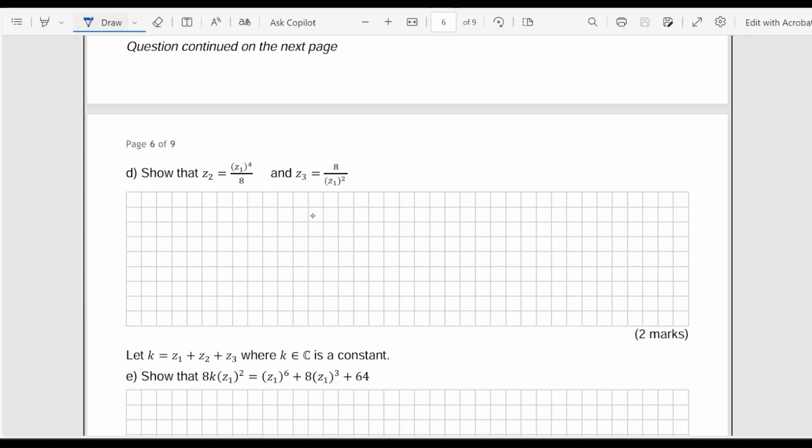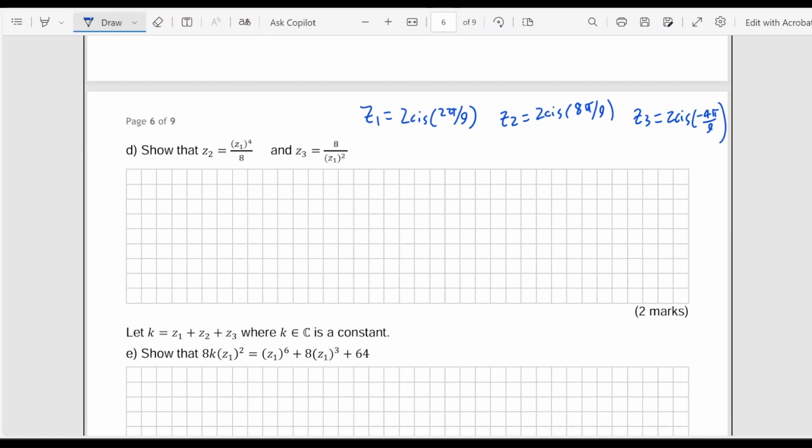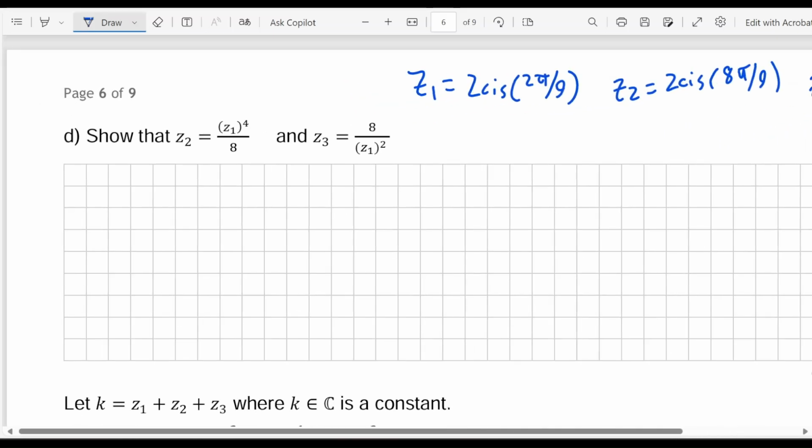Now let's just refresh ourselves on what Z1, Z2, and Z3 are first. So this was 2 cis of 2 pi over 9 from above. Z2 was equal to 2 cis of 8 pi over 9. And Z3 was 2 cis of -4 pi over 9. Now we've got to show these things. What you want to do is start from the messy thing and work your way left. In maths, we like to simplify equations. It's not very natural to make equations messier. So it tends to be easier to work from the messier thing and get down to, hopefully, Z2.